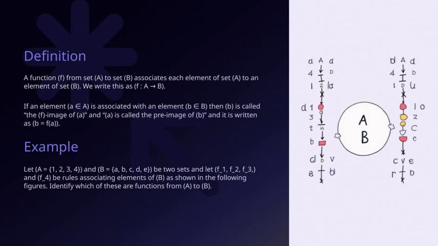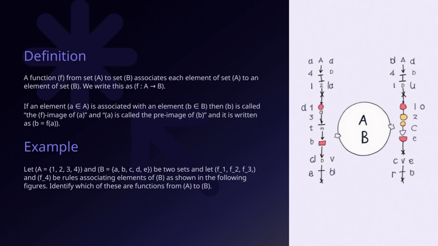Let's consider the sets A and B here. Set A contains the elements 1, 2, 3, and 4, while set B includes the elements a, b, c, d, and e. Now, we have these rules, f1, f2, f3, and f4, which associate elements of A to elements of B, as shown in the figures. Our goal is to identify which of these rules actually define functions from A to B.